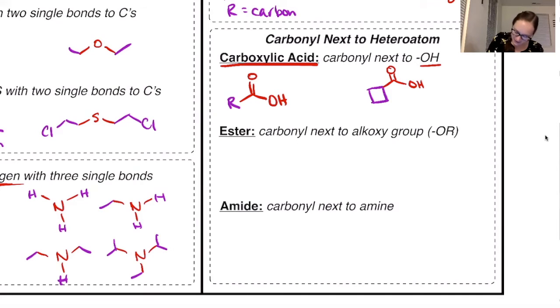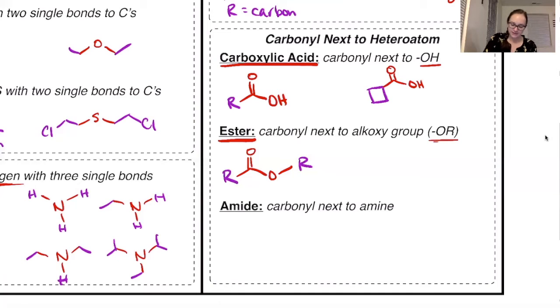Continuing on, we have esters. This is a carbonyl next to an alkoxy group. So this is just OR. For example, our general structure is going to be our carbonyl, O, and then an R group. So this group is typically in the middle of a molecule, so we have an R group on either side.